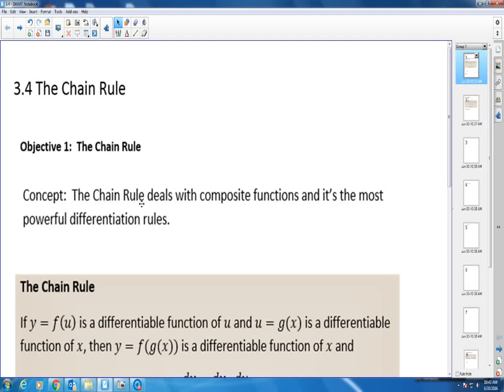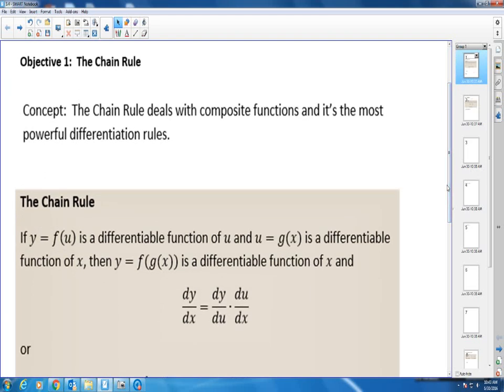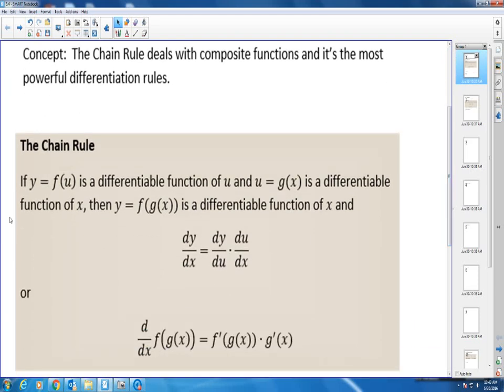So this is how it goes, and try not to let the notation confuse you because it gets a little bit too hectic. If we have y is equal to f of u, and y is a differentiable function of u, and u is equal to another function, g of x, where g of x is a differentiable function of x, then y is equal to f of g of x, written as a composite function, is a differentiable function of x.